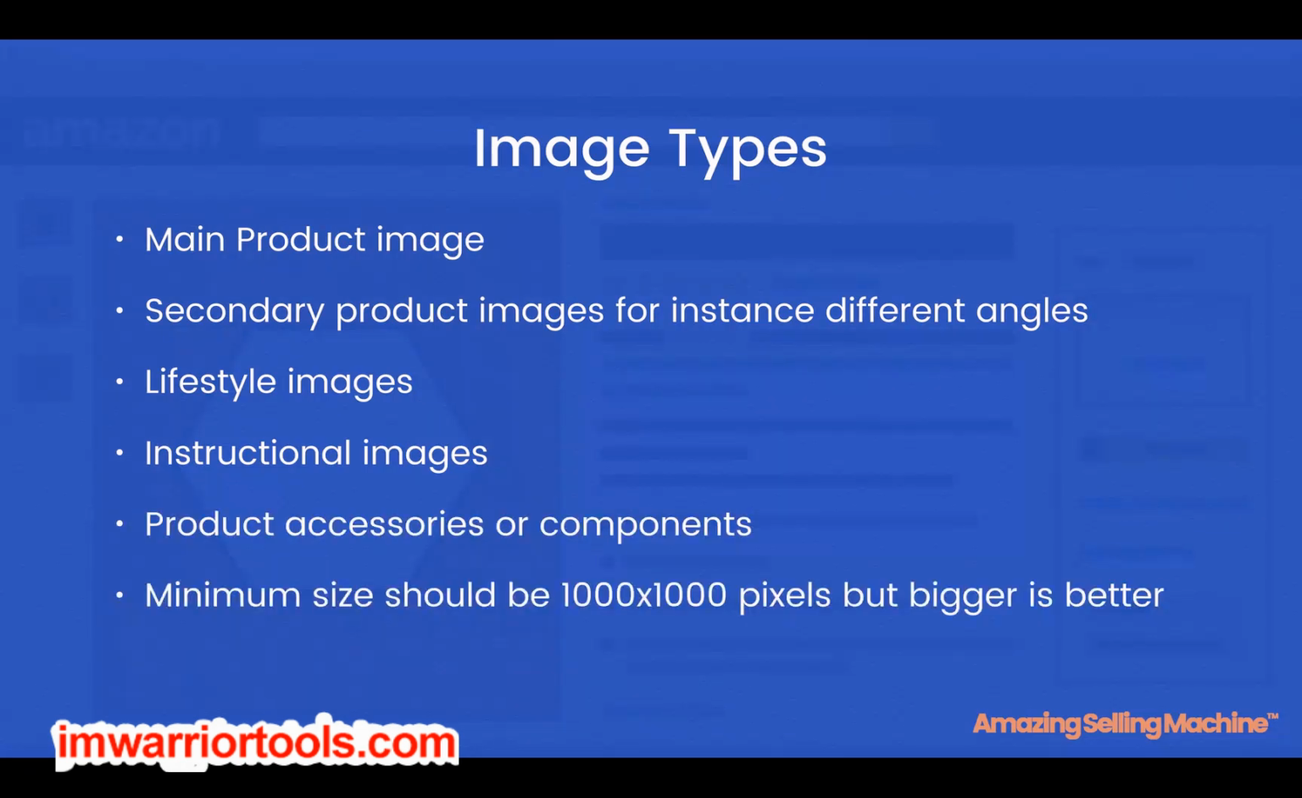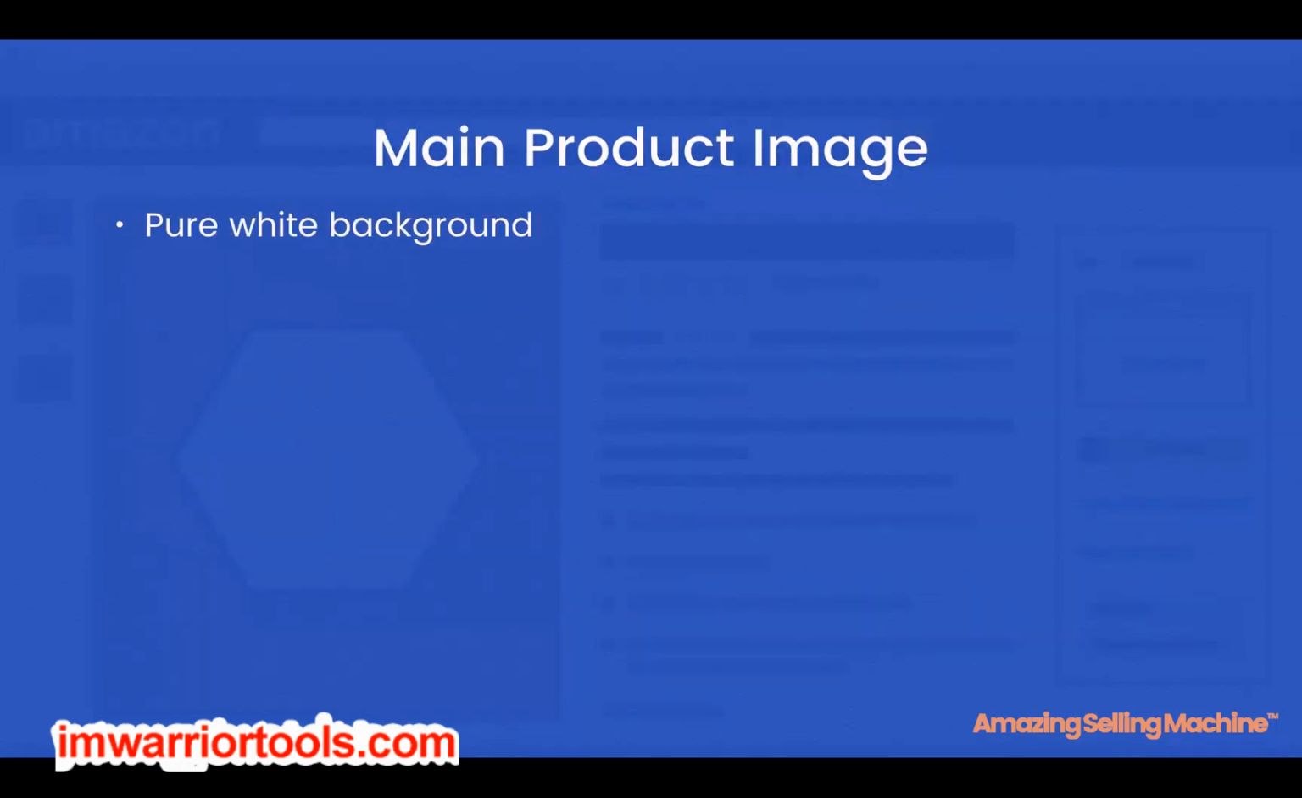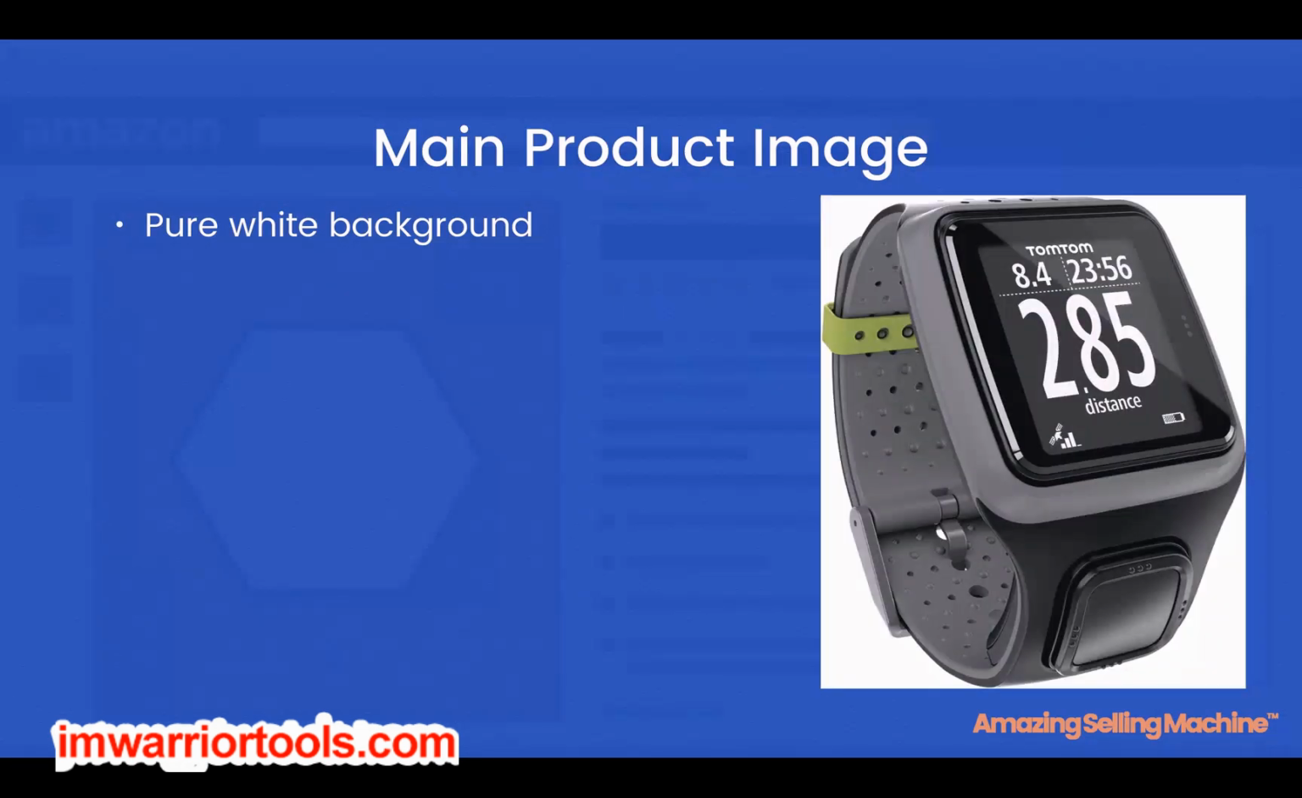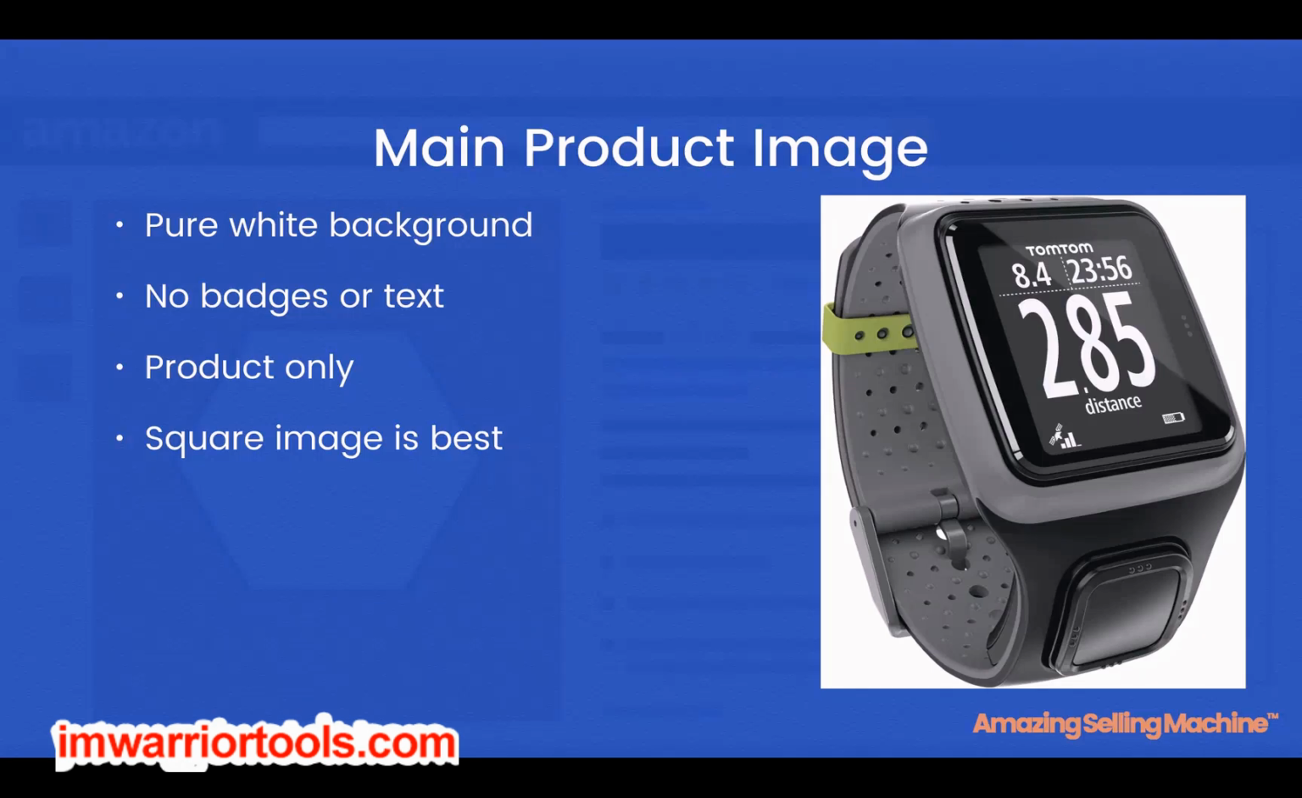Now, the minimum size should be 1000 by 1000 pixels, but bigger is better. The reason this is the minimum size is that, as you will see, this is the size that allows a prospective customer to zoom in on your image without having to click it. So your main product image should have a pure white background, something like this, and it should have no badges or text, and it should be the product only. And these are Amazon's guidelines.